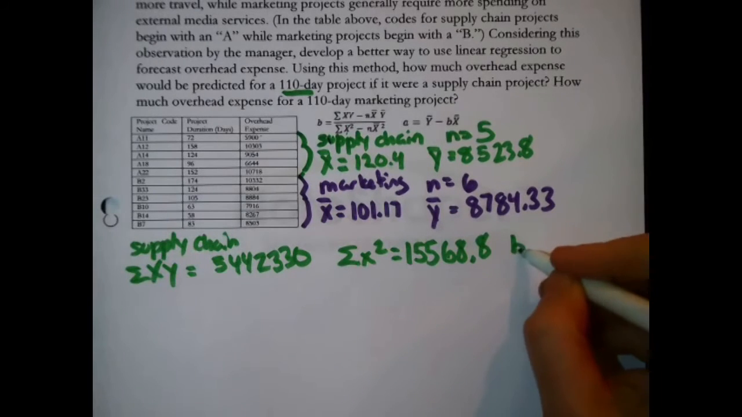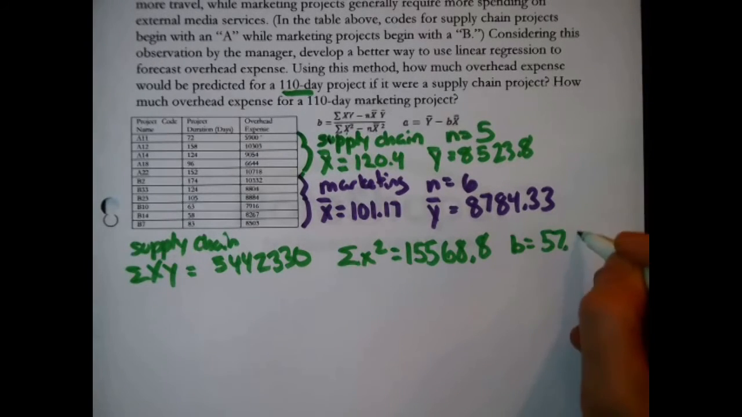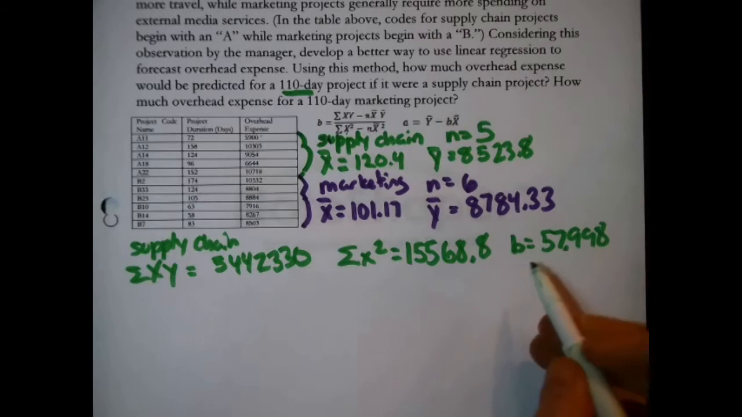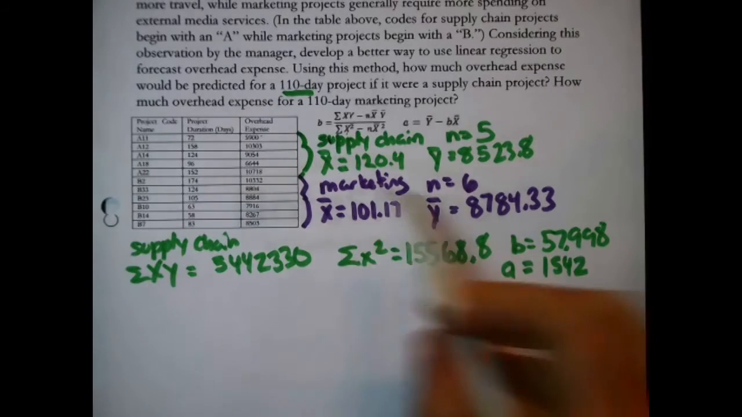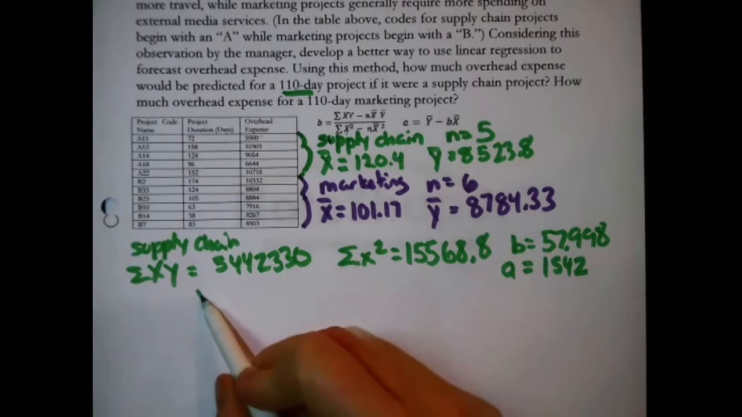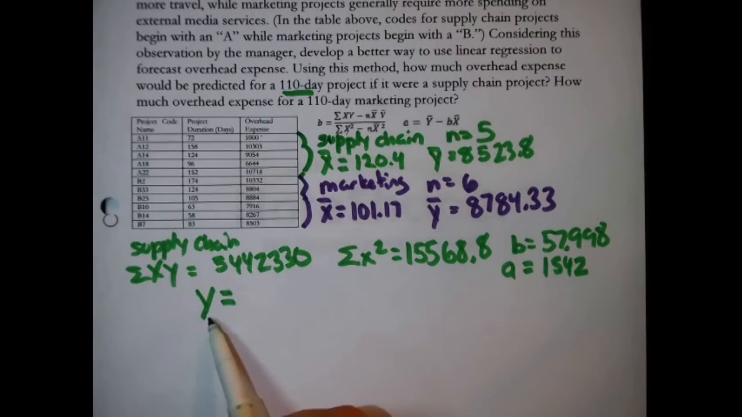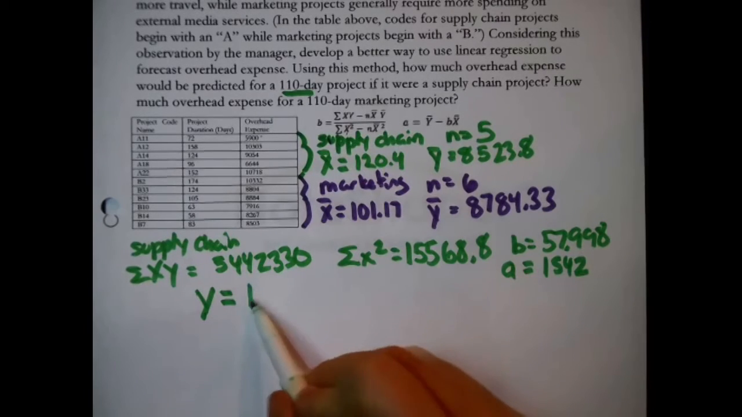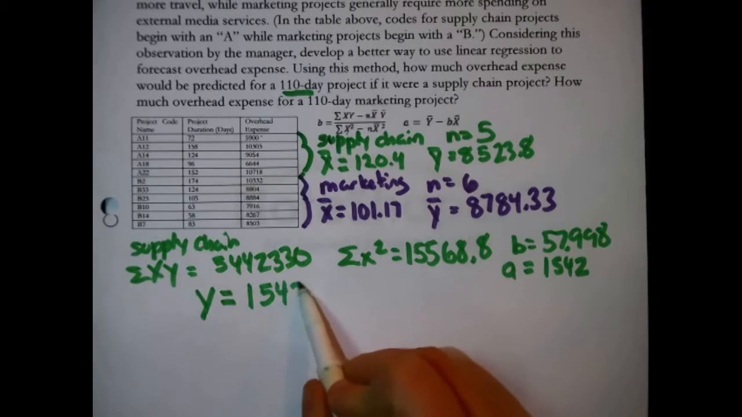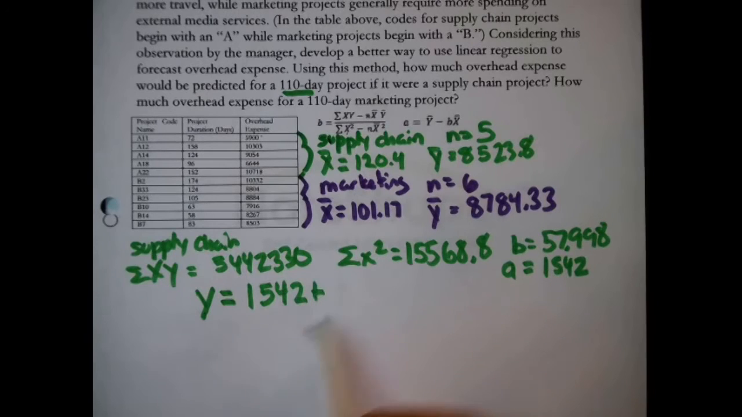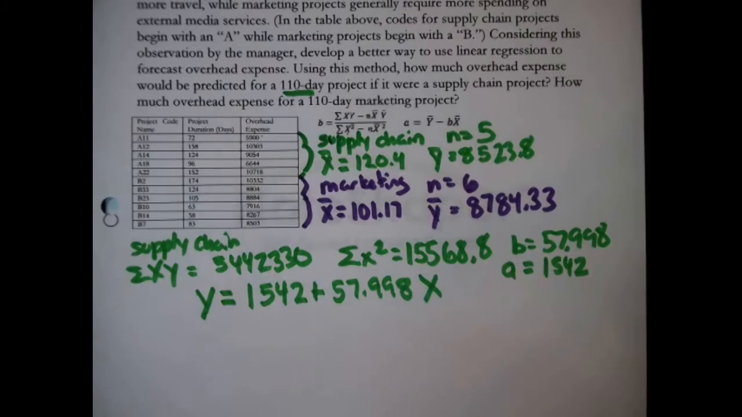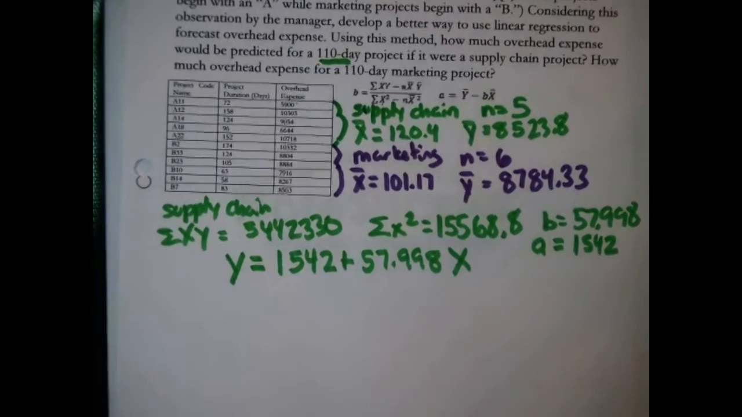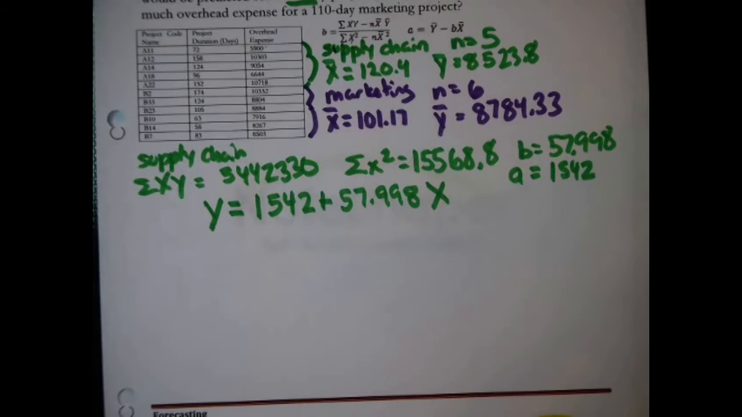I get B equals 57.998 and an A, the intercept, of 1542, which means that the regression model, so to speak, for supply chain projects, just piece them together: the overhead expense for a supply chain project is $1,542 plus 57.998, that's the B, times X, the duration of the project. Compared to, remember we're doing these separately, the marketing.